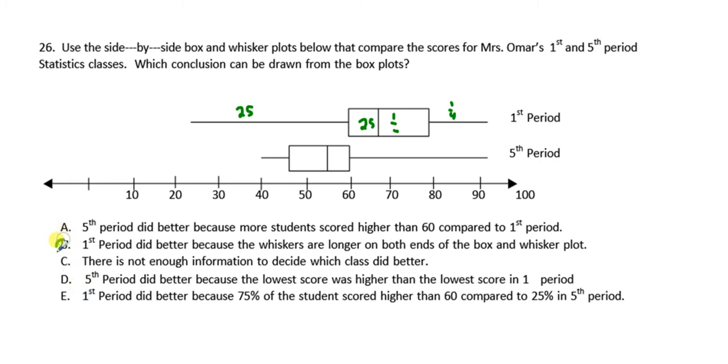First period, so it's either going to be B or E. First period better, 75% of the students scored higher than 60 compared to only 25% in the second period. So E is the right answer.